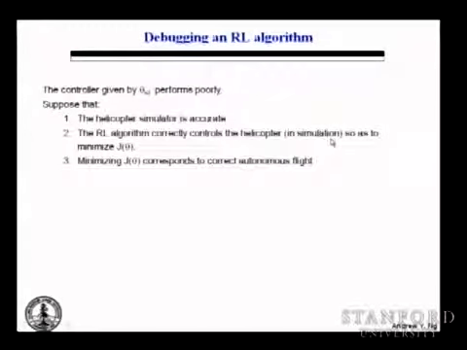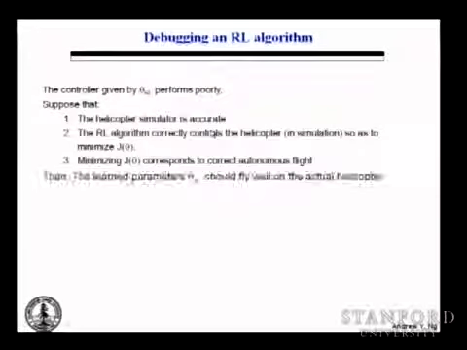So we tend to run the learning algorithm in simulation so that the learning algorithm can crash the helicopter and it's fine, right? So suppose the reinforcement learning algorithm correctly controls the helicopter so as to minimize the cost function J of theta. And let's suppose that minimizing J of theta does indeed correspond to the correct autonomous flight. If all of these things held true, then that means that the parameters theta RL should actually fly well on my real helicopter, right? And so the fact that the learned control parameters theta RL does not fly well on my helicopter sort of means that one of these three assumptions must be wrong. And I'd like to figure out which of these three assumptions was wrong.